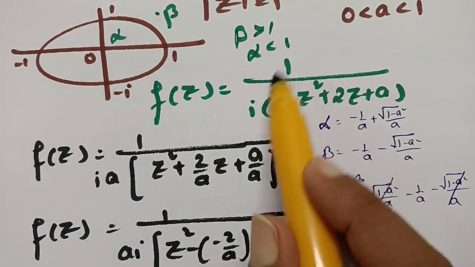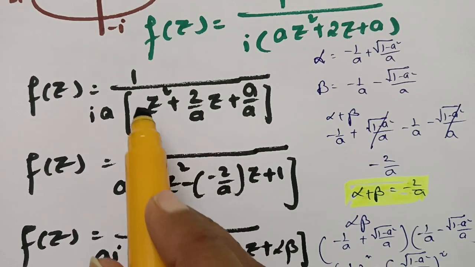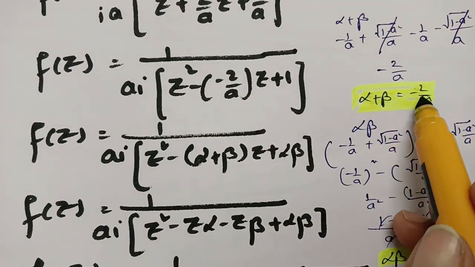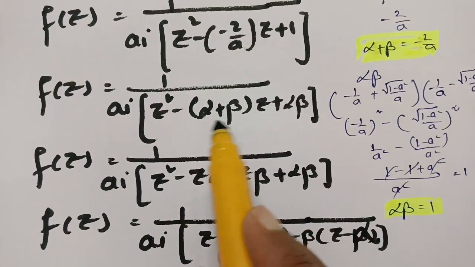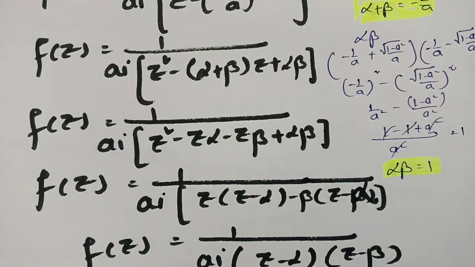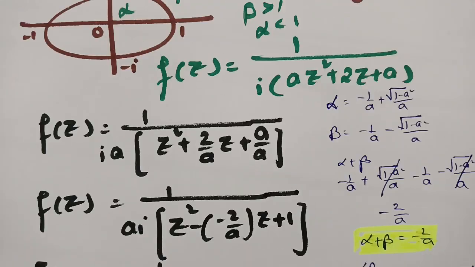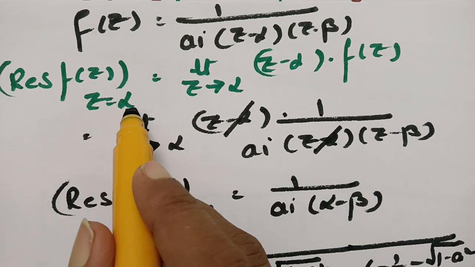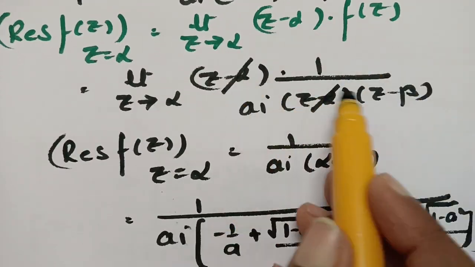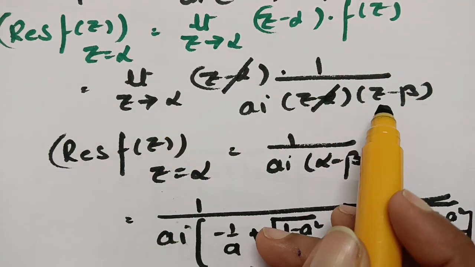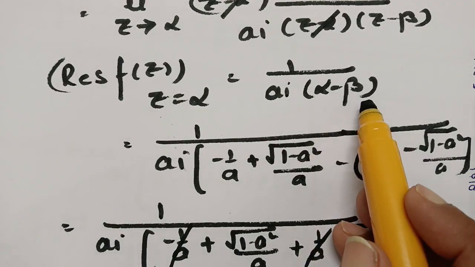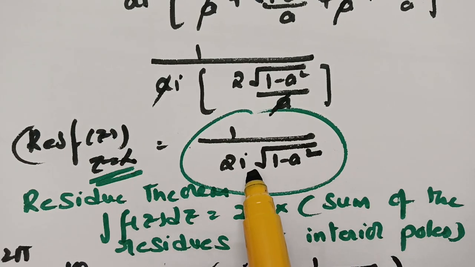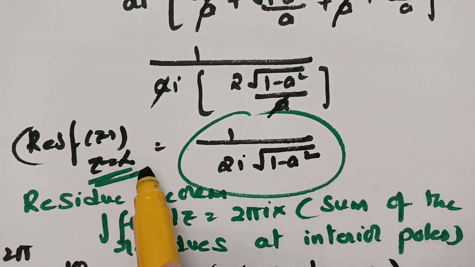For finding the residue, here is the f of z. I am modifying this one. If I take z square common, it is of this kind. Alpha plus beta is minus 2 by a. In place of minus 2 by a, I wrote alpha plus beta, and in place of 1, alpha beta, and I got the function like this. After getting the function ready, I have to find the residue for the interior pole z is equal to alpha. This is the formula, and after cancelling z minus alpha and substituting z equal to alpha, we get alpha minus beta. After cancelling, this is the value, and I got the residue value for the interior pole z equal to alpha.